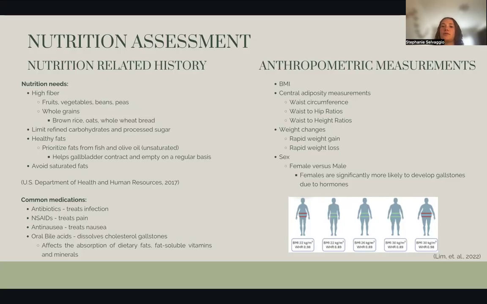Some anthropometric measurements to keep in mind are BMI, central adiposity measurements, so waist circumference, waist to hip ratios, and waist to height ratios. Those all go hand in hand with obesity. And then weight changes. So rapid weight gain, which has to do with obesity, and then rapid weight loss, which I talked about earlier about how it slows down gallbladder function. And then sex, which is something I've already talked about as well. So female versus male. Females are significantly more likely to develop gallstones due to our reproductive hormones.